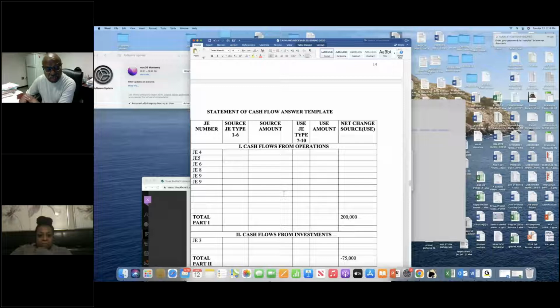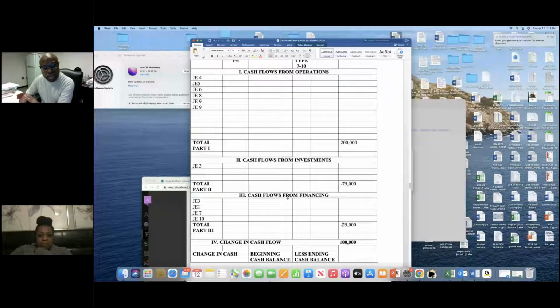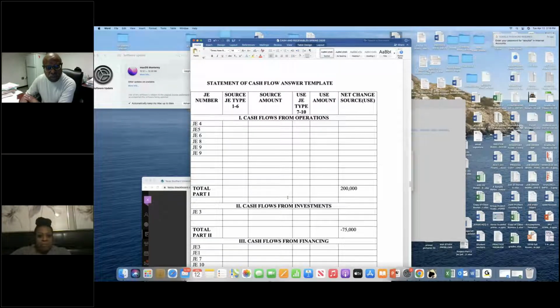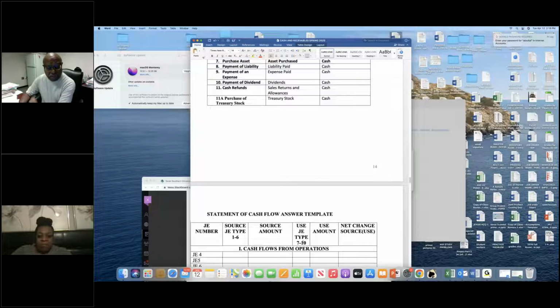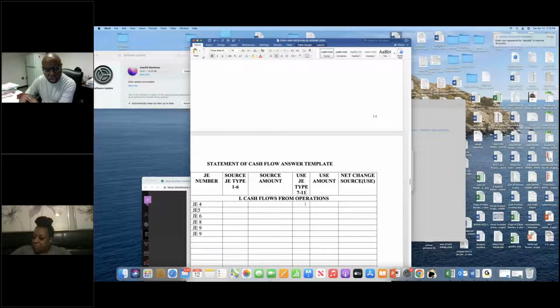So we have to determine, first of all, where they go. And if it's 1 through 6, that's when cash comes in. If it's a source of cash. If it's 7 through, it's 11 now, so it's not 10. It's 7 through 11. Then it's a use of cash. And basically what we're trying to do is to look at all the sources, look at all the uses, get the net amount. Okay.